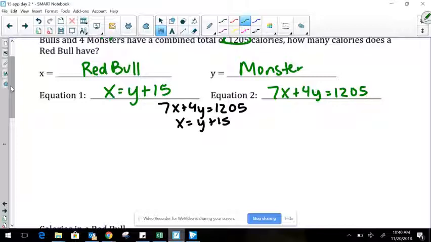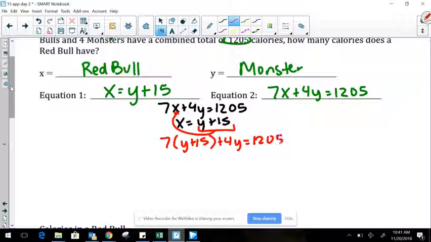Okay, since x is by itself, I'm going to use substitution again to solve. So I'm plugging that in here. So I have 7 parentheses y plus 15, and then plus 4y equals 1205. Okay, distribute like we've been doing. So 7y, and then we do 7 times 15. You should get 105.